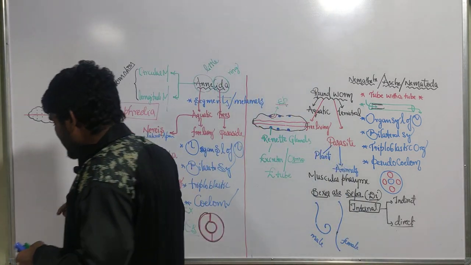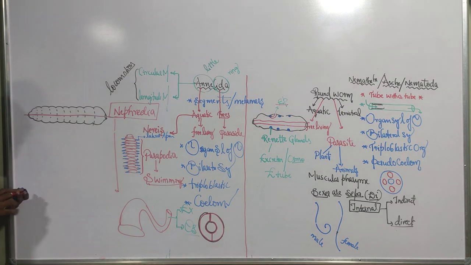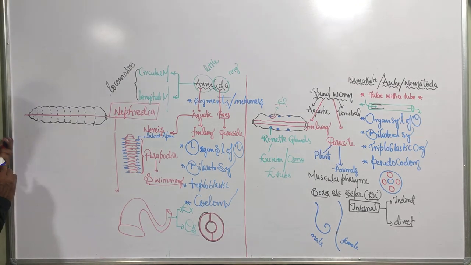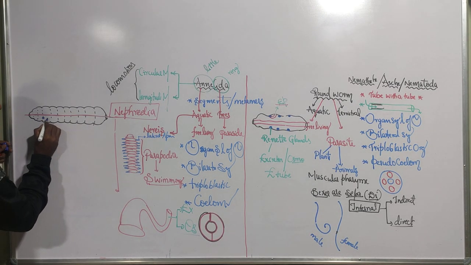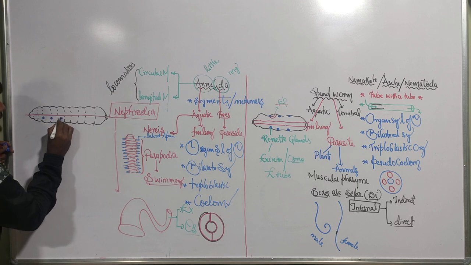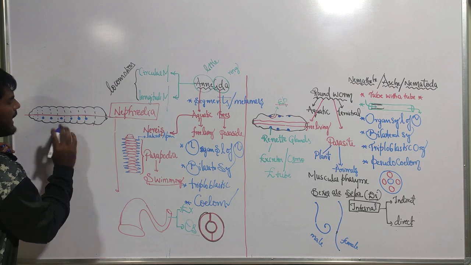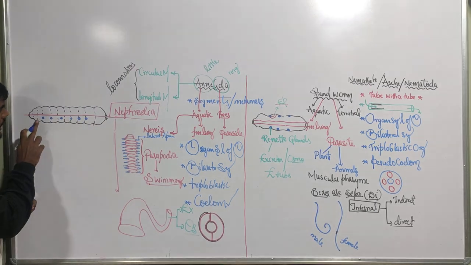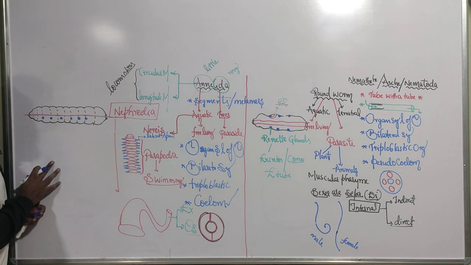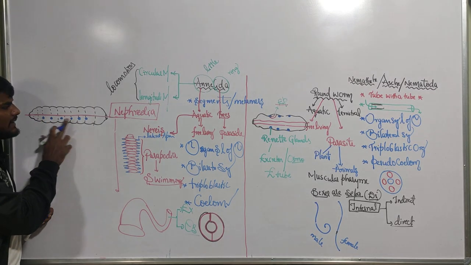Now in the ventral surface, it contains ganglia, I am talking about the nervous system. In this manner there is a presence of ganglia. I will tell what the meaning of ganglion is. How many ganglia? They are paired. Six I represent.